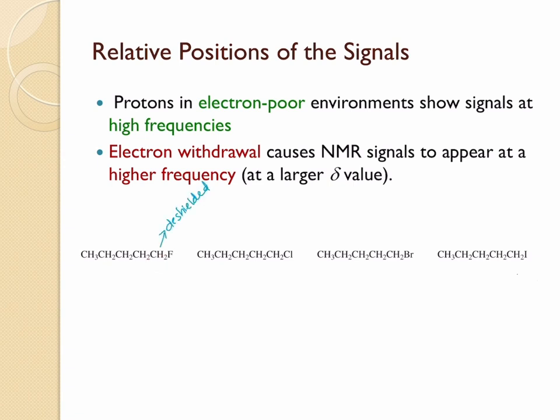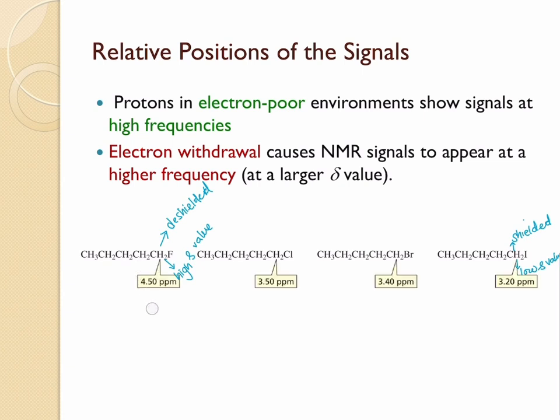And therefore they are going to appear at a higher frequency or higher delta value. On the other hand, the hydrogens which are closer to the iodine are said to be in a shielded environment, and therefore they are going to appear in the lower frequency region, so a lower delta value. When you look at the actual ppm values for these compounds, it can be clearly seen that as you go from fluorine to iodine, the delta ppm values are constantly decreasing, and that is because of the decreased electronegativity of the halogens in this order.